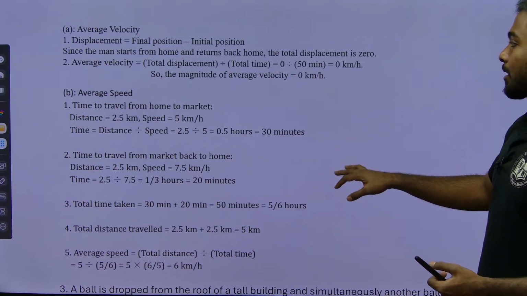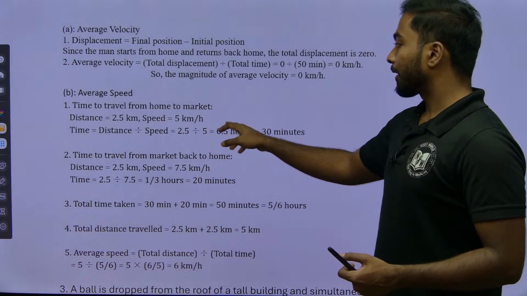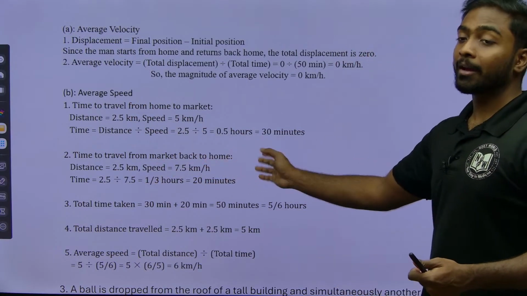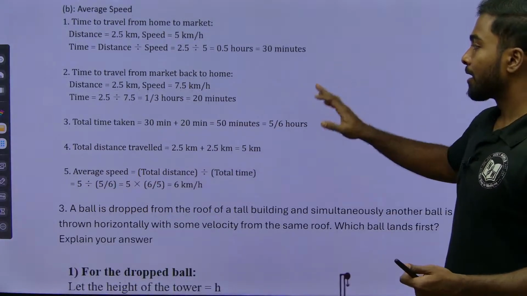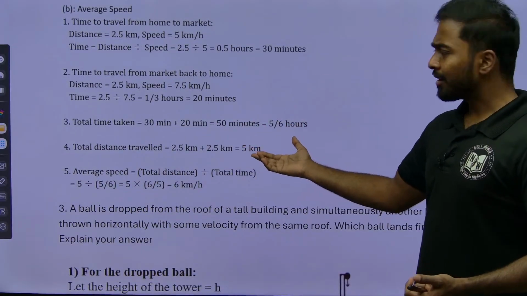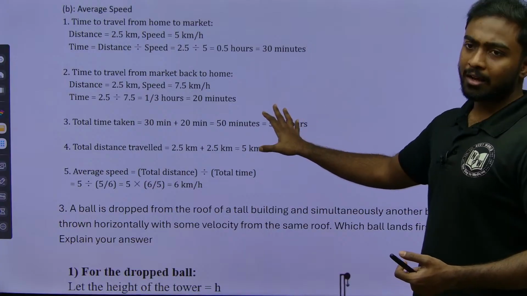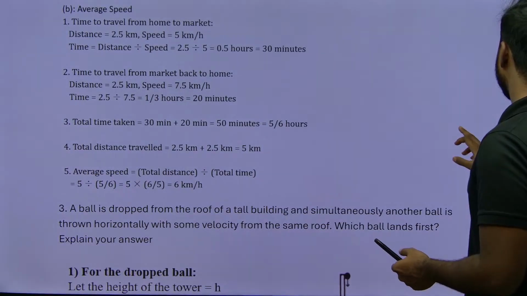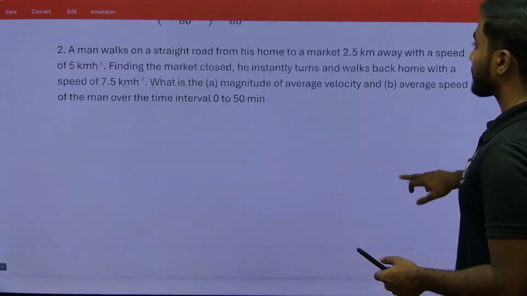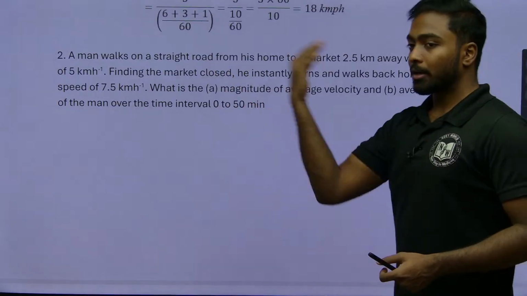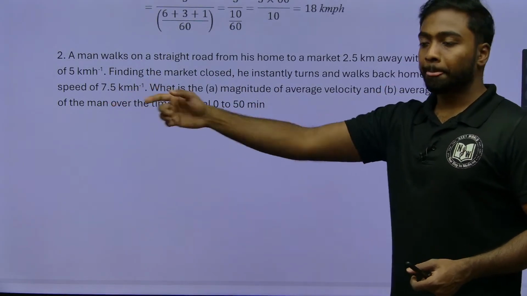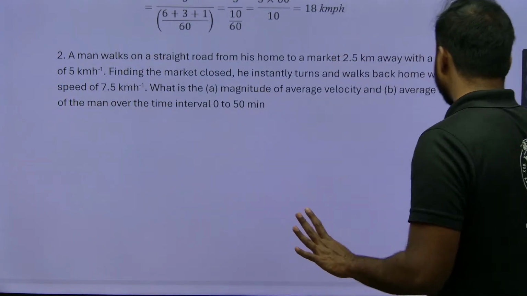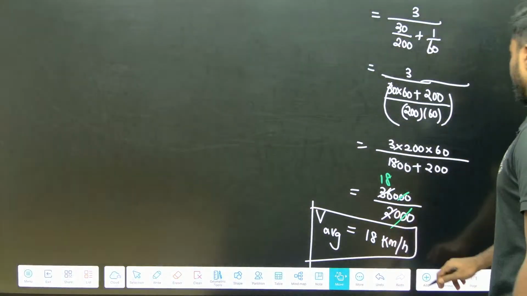Now I need to find the time travelled from home to market, and from market to home. Then I need to get the total time, and the total distance, right? So we will calculate it. In the question, it is 5 kilometer per hour, 7.5 kilometer per hour, and the distance is 2.5 plus 2.5, 5. Okay, we will find the answer now.